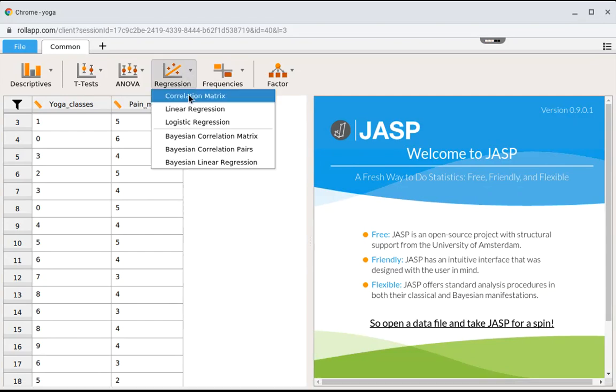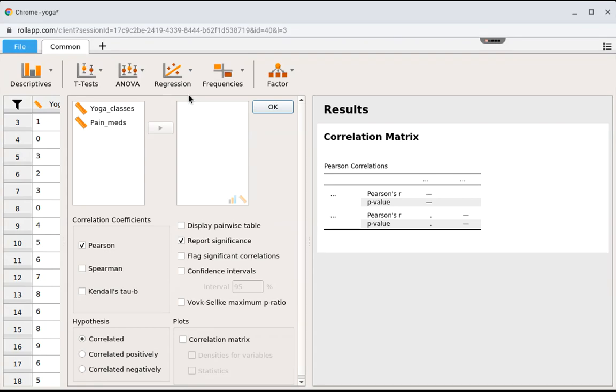Click on correlation matrix. When you're running a correlation, it doesn't really matter the order that you put them in to get the correlation. However, if you'd like to make a plot, ideally you should put the independent variable, or the item that you think is the independent variable, first and the dependent variable second. Otherwise, what you want to be in the x-axis goes in the box first and the y-axis goes second.